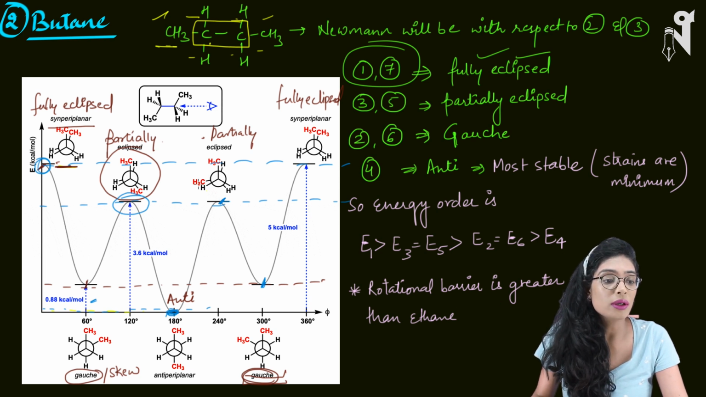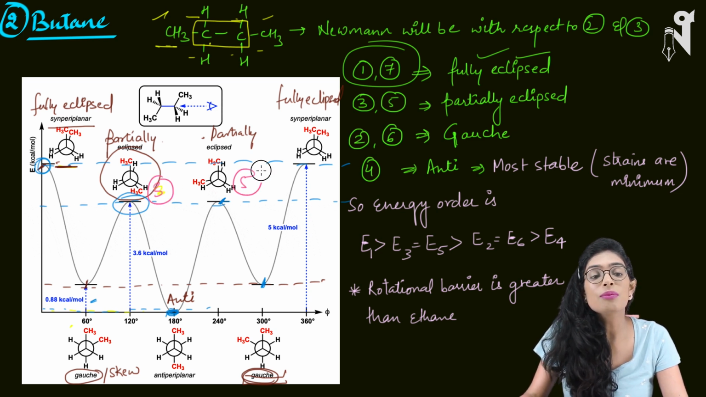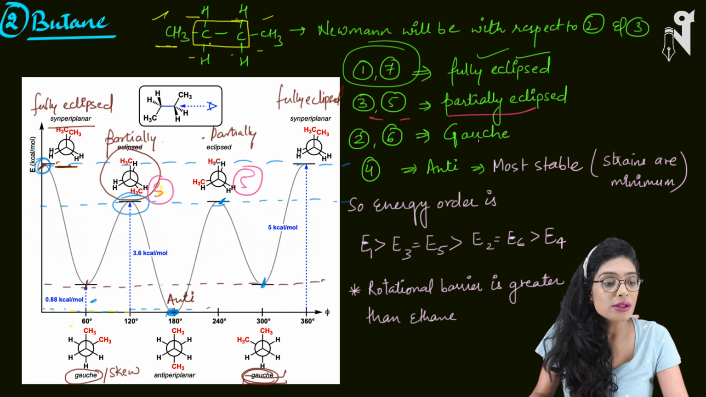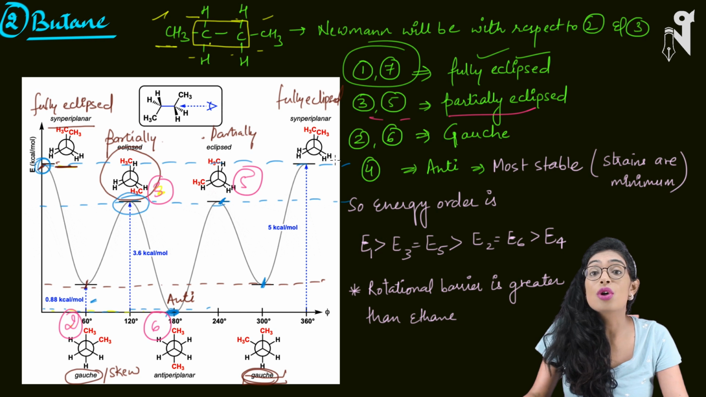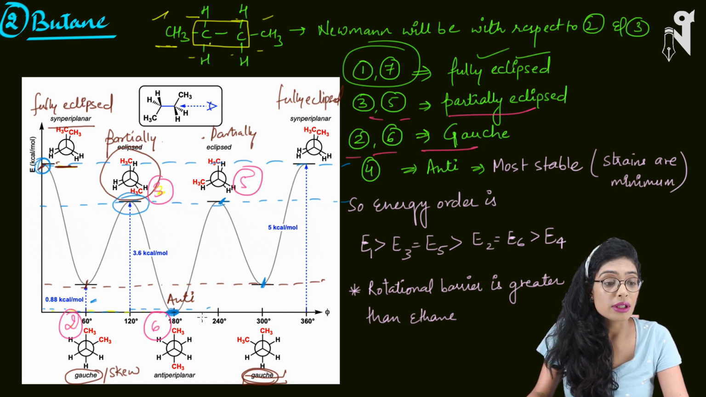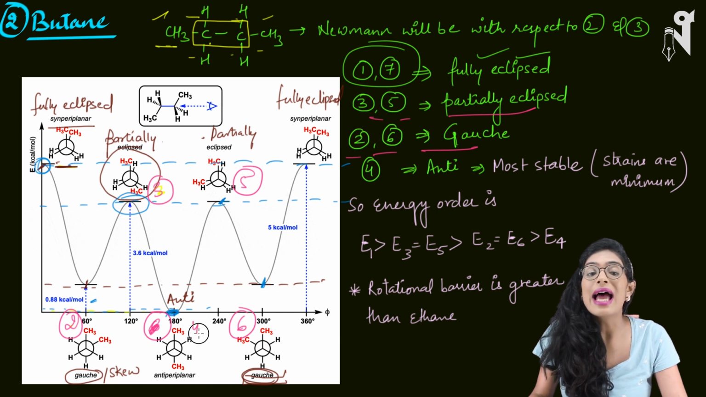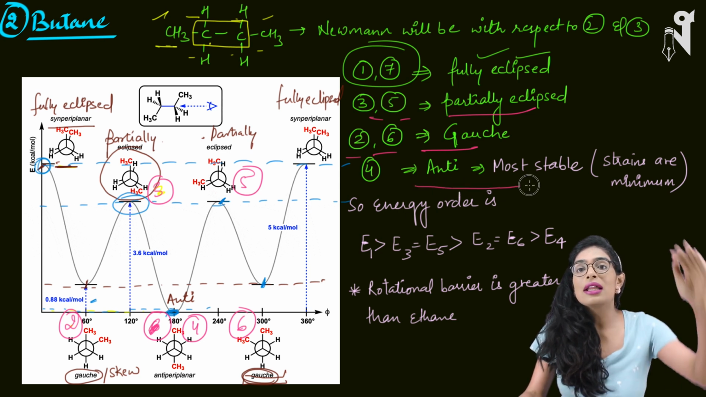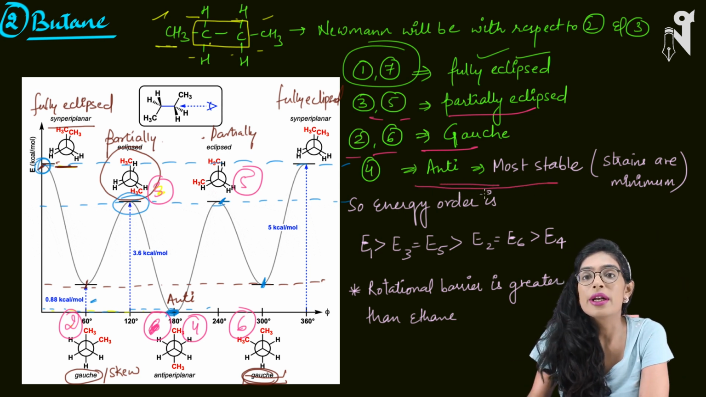So basically your third molecule, this is your third molecule, and this is your 5th molecule. Third and 5th molecule is partially eclipsed. This is your 2nd molecule, and this is your 6th molecule. 2nd and 6th molecule is Gauche, and not this one, sorry, 6th is this one. This is 4th, and the 4th one is anti, which is the most stable, minimum repulsion, and this is the most stable and at the lowest position in the potential energy diagram.